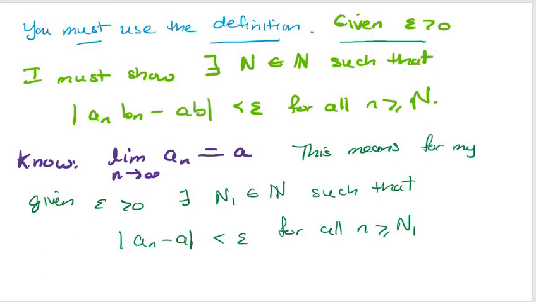What is the symbol, given epsilon greater than 0, backwards E? Oh, this one? There exists. Okay. And sometimes I use a such that.